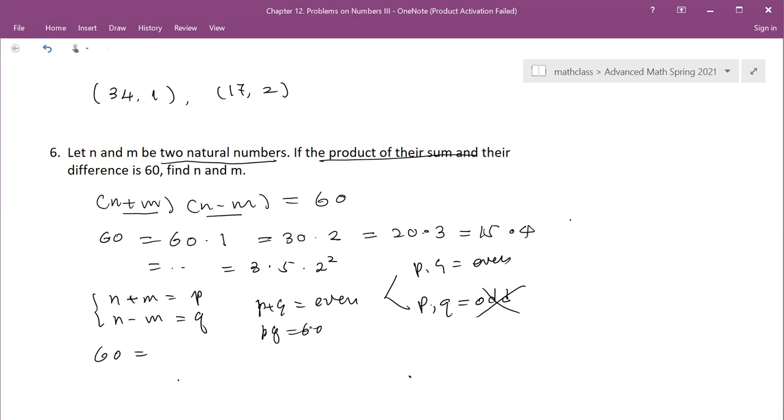If p and q are odd, then the product is going to be odd. But 60 is even, so p and q must both be even, and then the 2s should be separated. So what are the possible solutions? 3 times 5, and I have a 2 and a 2. First of all, 3 times 5 times 2 is 30, times 2, both are even.